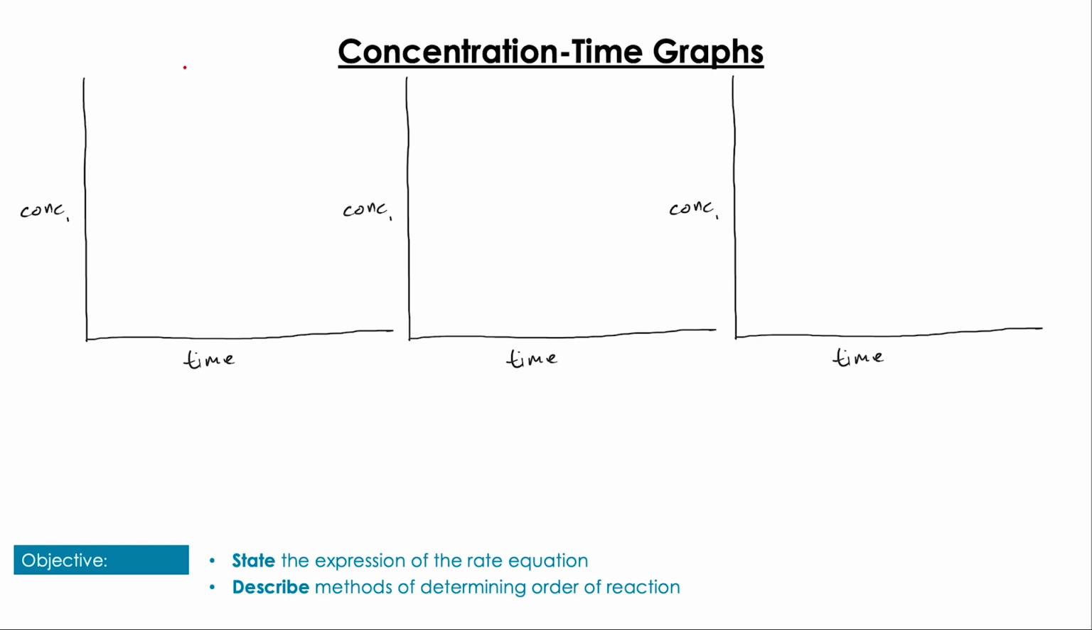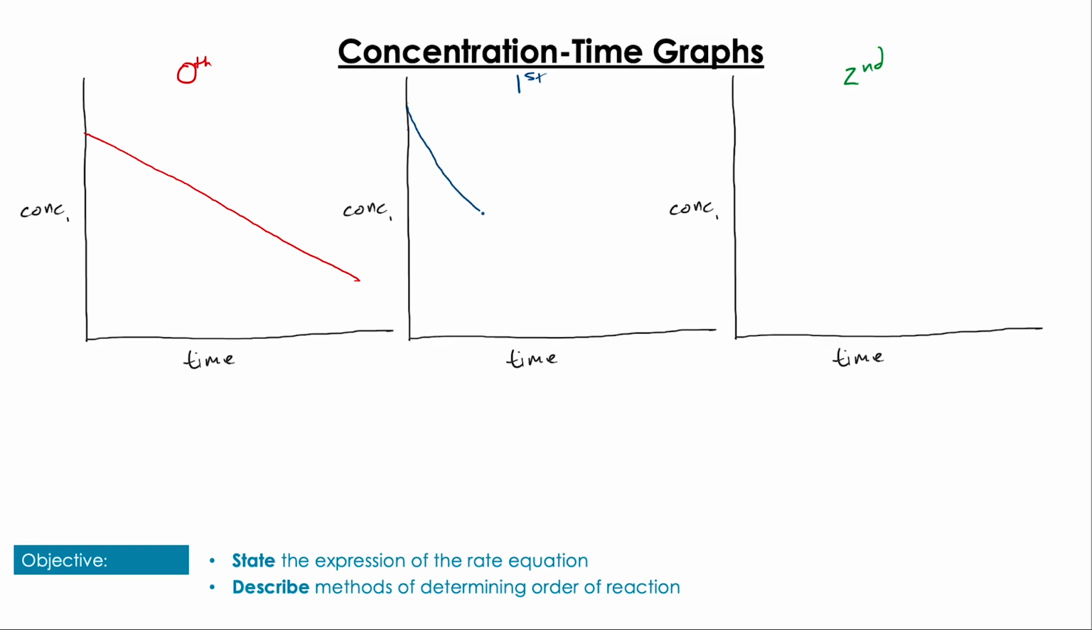These are the same graphs that we were using previously in our rate calculations. So let's have a look at concentration time graphs when we've got 0th, 1st, and 2nd order reactants. Well, with 0th order reactants, we know that changing the concentration will not change the rate of reaction. So we expect a linear gradient downwards.